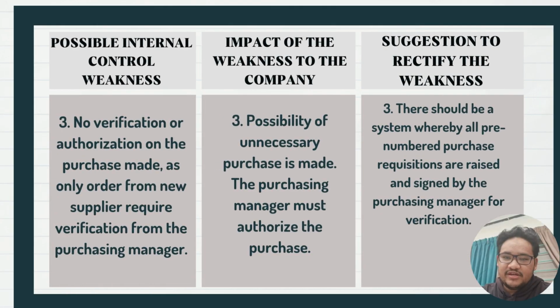So let's move further with the next part to answer this question, which is the possible internal control weakness: there is no verification or authorization on the purchase made, as only orders from new suppliers require verification from the purchasing manager. The impact of the weakness to the company is the possibility of unnecessary purchase being made. The purchasing manager must authorize the purchase. And the suggestion to rectify the weakness is there should be a system whereby all pre-numbered purchase requisitions are raised and signed by the purchasing manager for verification.